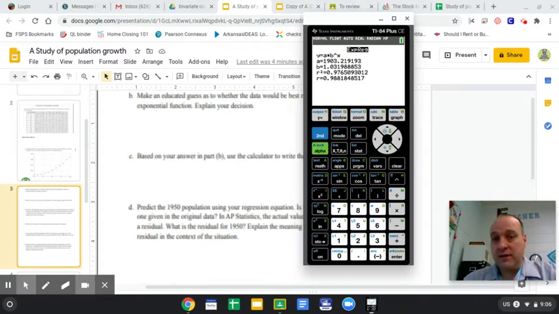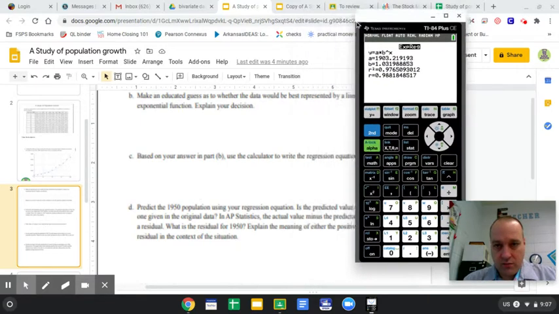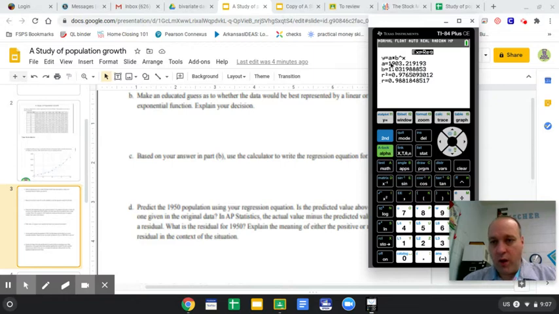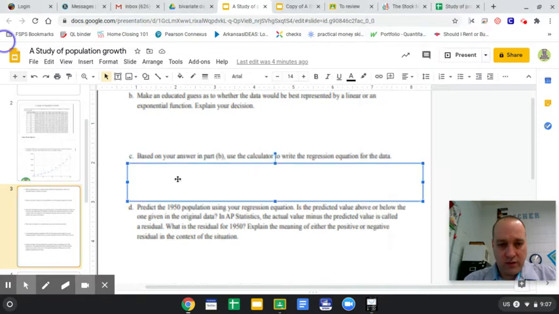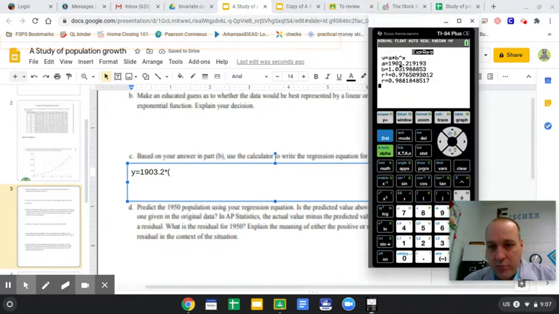So it is exponential. Now, when I write my exponential equation, I'm going to put down here y equals, based on, write the regression equation, y equals A is 1903.2. So right here, I'd put y equals 1903.2 times, and I'm going to put that in parentheses, and then I'm going to pull this back up, and the B is 1.032.